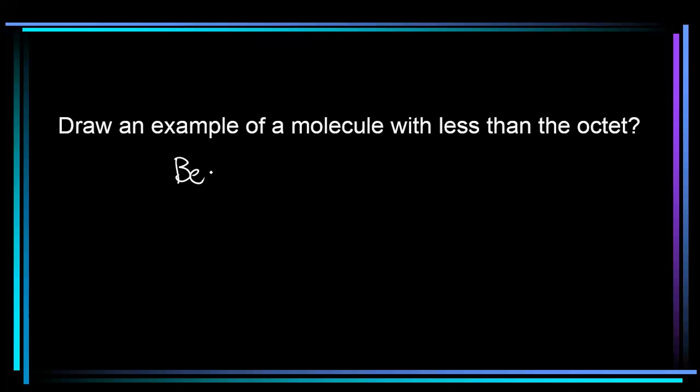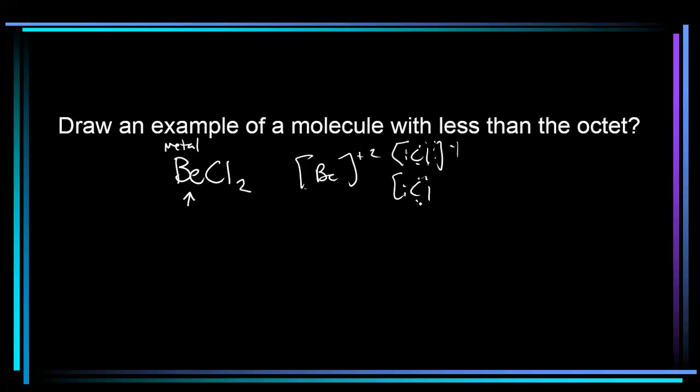Check this out. Is there another exception to the rule of eight? Beryllium. It's a metal. So our tendency would be to put beryllium in brackets and it's +2 and 2 chlorines -1. It's ionic. This is how we do it. It's ionic. Yay! And you would be wrong.